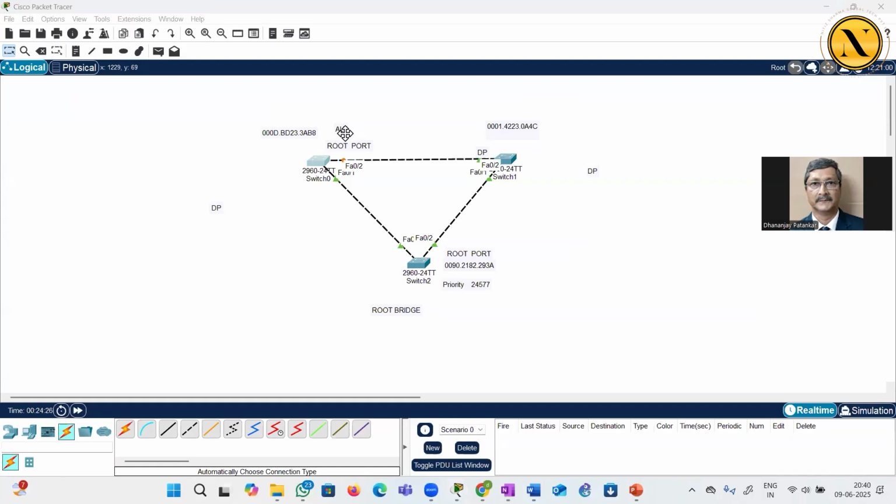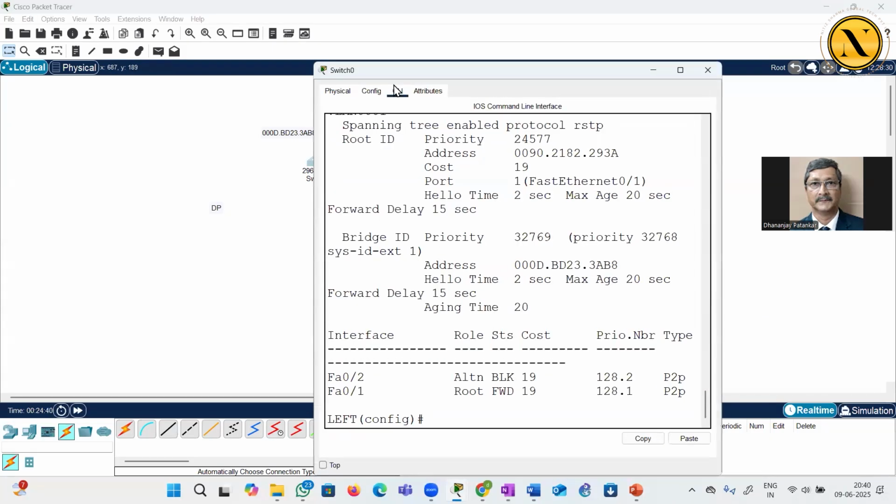So what's happening now? I want to make this one the root bridge. Okay, fine. This is the primary, this is secondary, 24,000-something, 28,000-something. So I want to make this one the root bridge now, right?